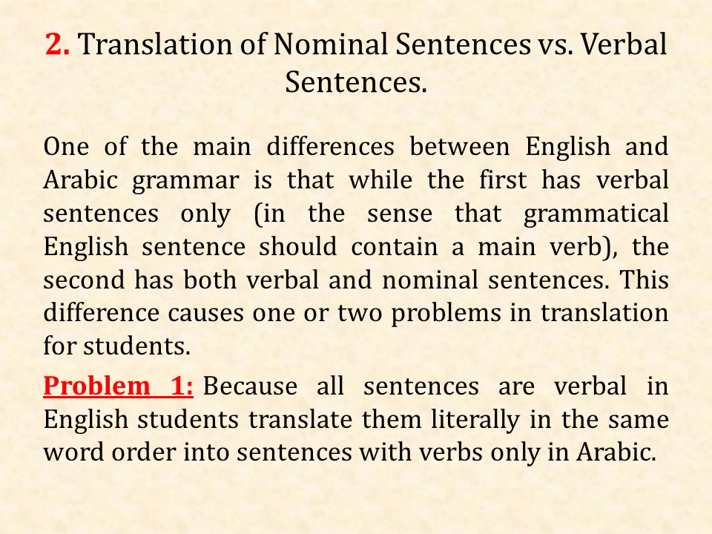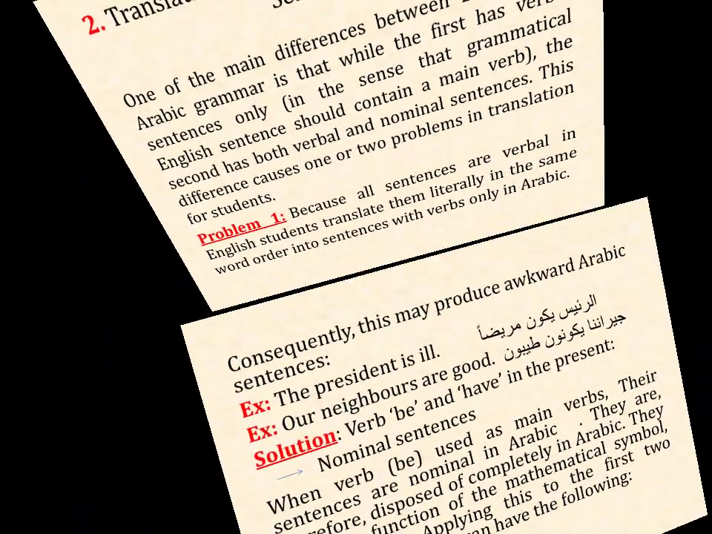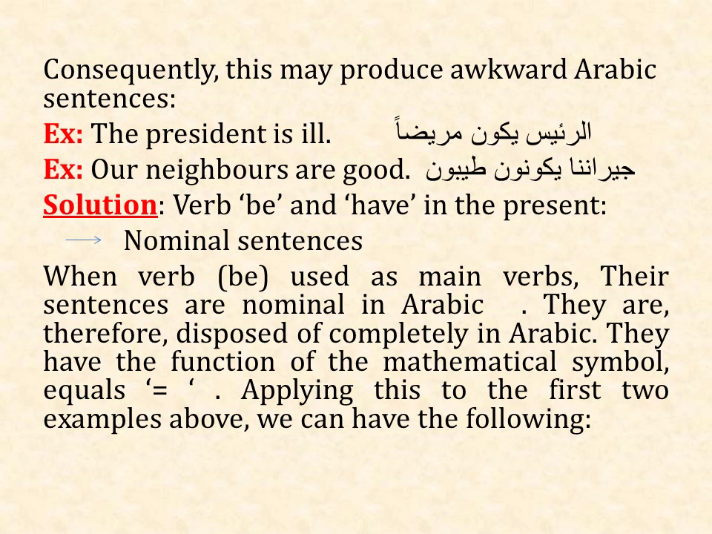Problem 1: because all sentences are verbal in English, students translate them literally in the same word order into sentences with verbs only in Arabic. Consequently, this may produce awkward Arabic sentences. As examples, the president is old. الرئيس يكون مريضا. And our neighbors are good. جيراننا يكونون طيبون.